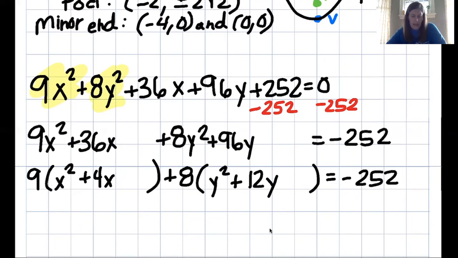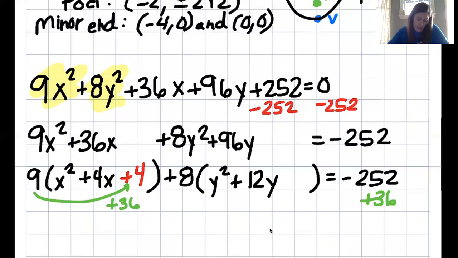So looking at the x squared plus 4x, take half of 4 and square it. That's going to be a plus 4. Of course, what I really did right there was 9 times 4, which was plus 36. So normally, if we had left 252 on the left, we would then subtract 36 because we're trying to keep the balance of the equation. But since I moved the 252 to the other side and I have negative 252 over there, I can do the same thing to both sides of my equation.